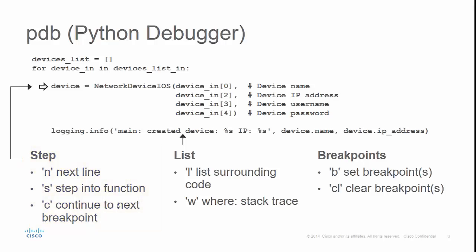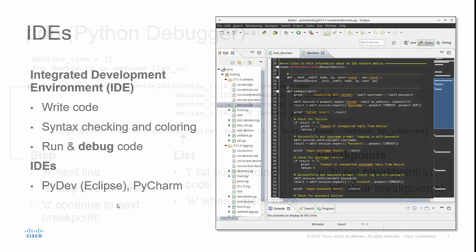When you are broken at a particular piece of code and you want to understand what are the lines of code that surround it, you can use the l command in order to list the surrounding code. You can get a stack trace, that is the list of all the functions that have been called, using the where command. And if you'd like to set breakpoints, you can use the b command, and if you want to clear breakpoints, you can use the clear command.